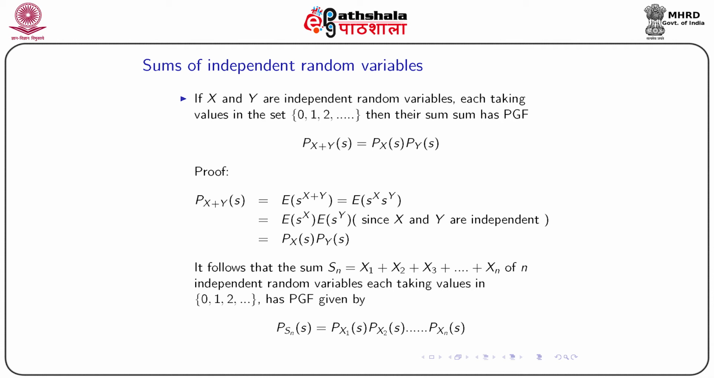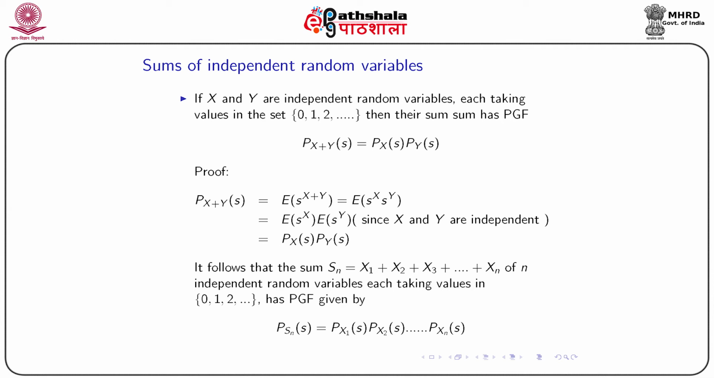This assumption of independence is very crucial. So X and Y are independent random variables, each taking values in the set 0, 1, 2 and so on. Then if we want to find the PGF of the sum of X and Y, P_{X+Y}(s), it is nothing but the product of their individual probability generating functions. The proof is very simple.